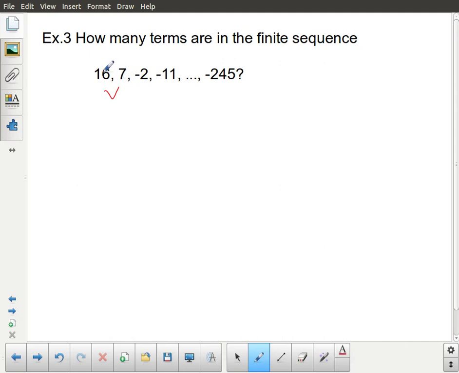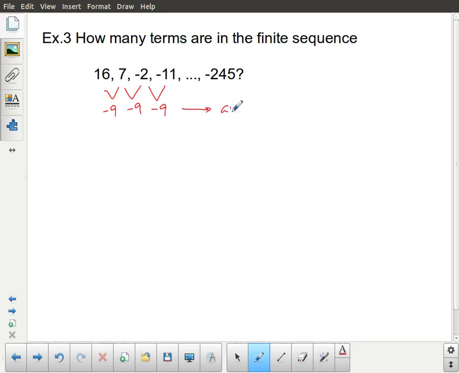7 minus 16, or how do I go from 16 to 7? So 7 minus 16 is negative 9. Or to go from 16 to 7, I subtract 9. 7 to negative 2, subtract 9. Negative 2 to negative 11, subtract 9. Presumably this pattern continues, and so yes, this is linear.